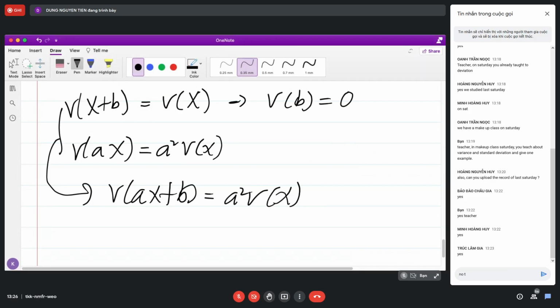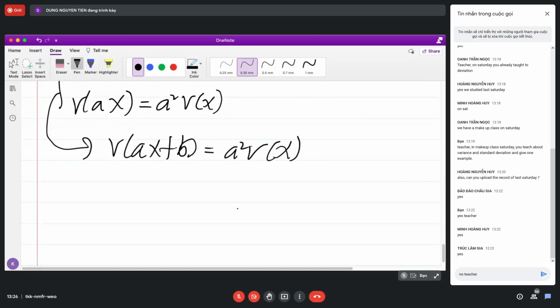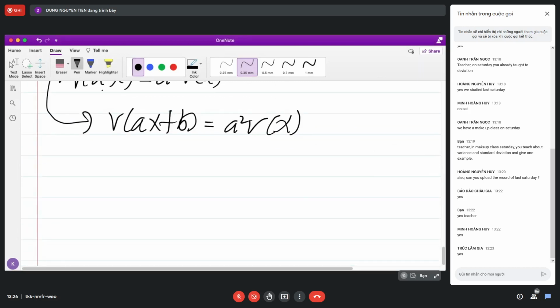Okay. Okay, good. For the sum x plus y, you need one assumption that x and y are independent. That I will mention further in the next part of this chapter when we learn random vectors. Okay.